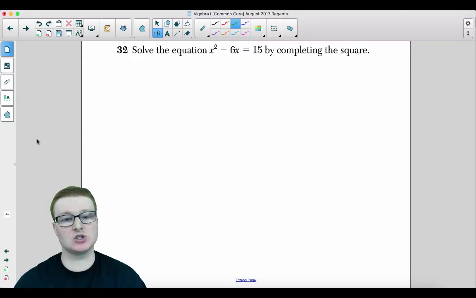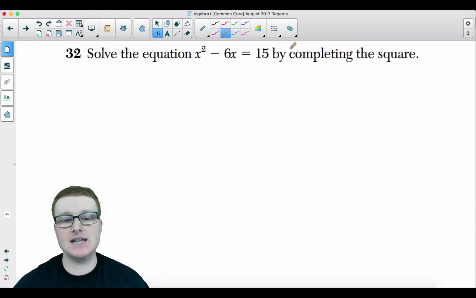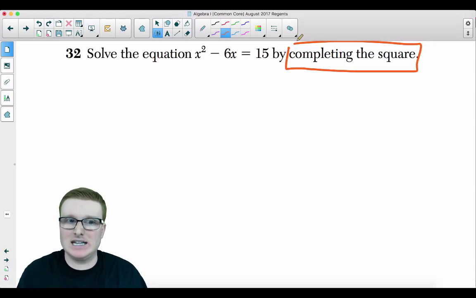Solve the equation x squared minus 6x equals 15 by completing the square. If you would please take my advice, know how to do completing the square, not just in this course, but you need to know it for geometry and algebra 2. And you do need to know it, maybe in calculus, but it's good to just have that skill for the next 3 years of your high school career, in math, I should say.